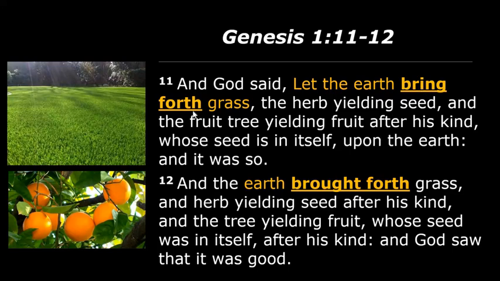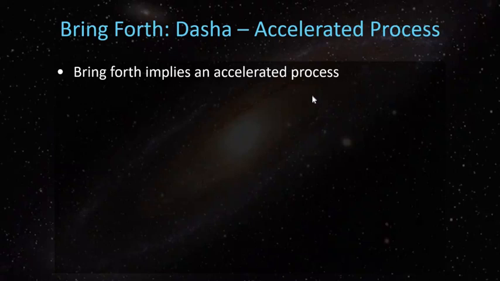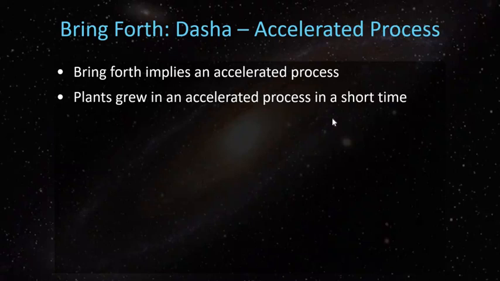So the term bring forth and brought forth could be interpreted as an accelerated process. You know, sometimes we think that God just snapped his fingers and said, let there be grass, and poof, it popped into place. But that's not what the Bible seems to be teaching. Let the earth bring forth grass, and then the earth brought forth grass. And there's a term in the Hebrew called dasha, which could be an accelerated process. So bring forth implies an accelerated process where plants grew, potentially in a short time.